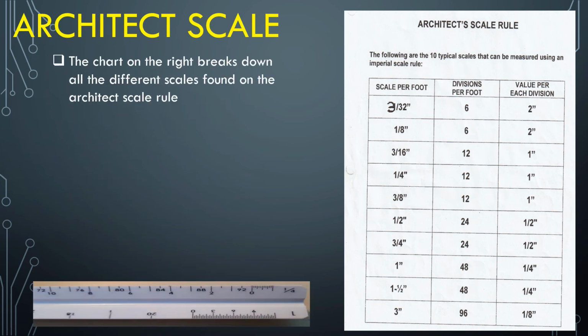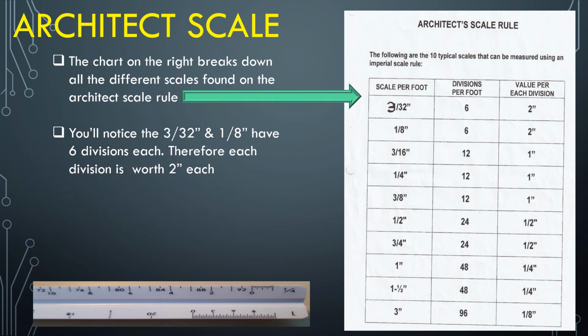Okay, so let's look at the architect scale rule. The chart on the right breaks down all the different scales found on the architect scale. So 3/32s, 3/16s, 3/8, 3/4, an inch, inch and a half, right down to 3 inch. You'll notice that 3/32 of an inch and 1/8 have 6 divisions each. Therefore, each division is worth 2 inches.